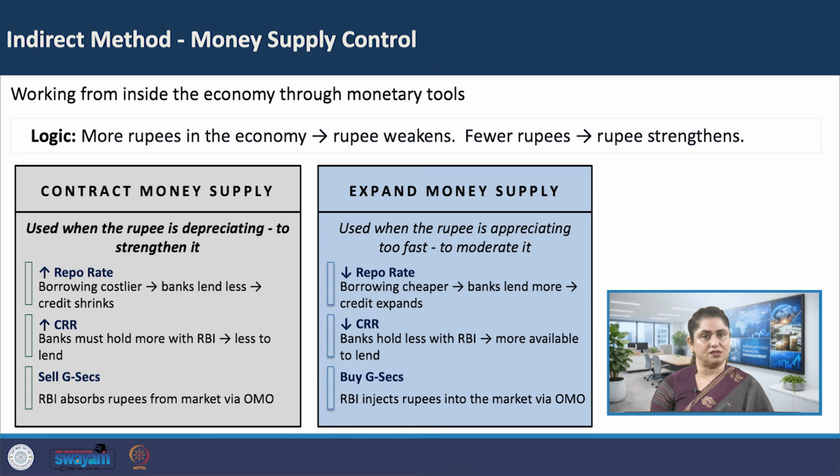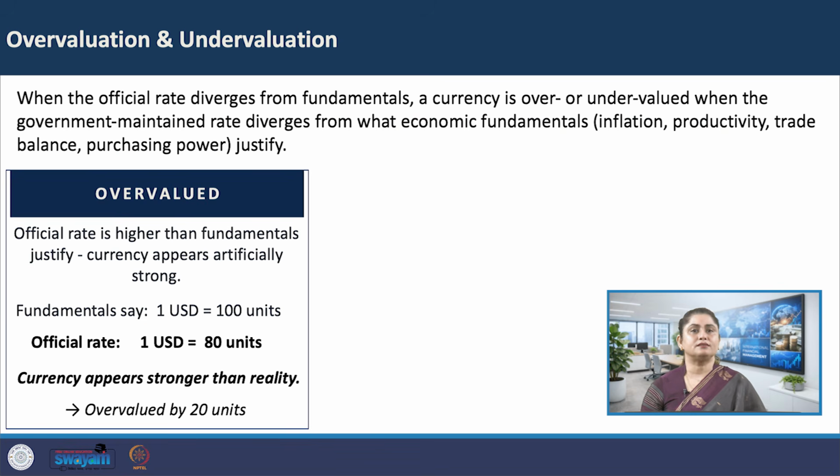By buying government securities, that is open market operations, when the RBI buys government bonds from the banks and investors, it pays them in rupees. Those rupees enter circulation, money supply expands, the rupee becomes more abundant and the rupee now depreciates. Next important concept is overvaluation and undervaluation of currency.